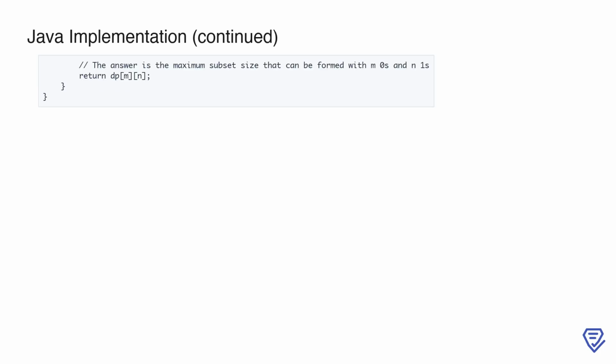Finally, after processing all strings, the solution lies in the cell dp[m][n], which represents the maximum number of strings that can be formed using up to m zeros and n ones. This value is then returned as the result. The logic ensures that we consider every possible combination of strings while respecting the constraints on the number of zeros and ones, and the use of dynamic programming ensures the solution is efficient. This completes our implementation of the problem in Java.